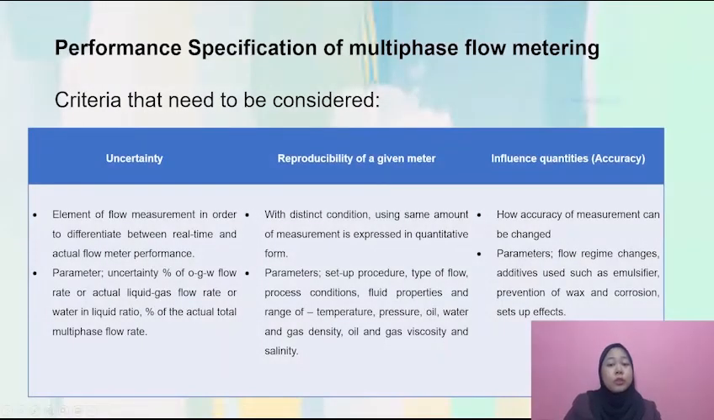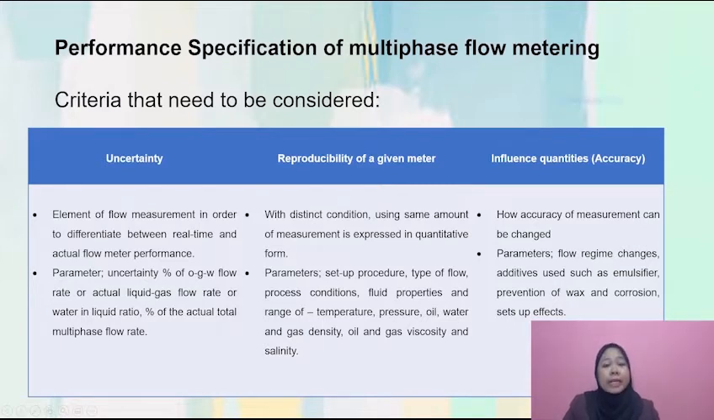Next, we will go to the performance specification of multi-phase flow metering. The first one is uncertainty description. It is a measure of flow element performance, representing the difference between how an ideal flow meter would perform and how the real flow meter actually performs. The preferred performance specification of a multi-phase flow rate meter is given in terms of percentage uncertainty of actual oil, gas and water and also volume flow rates.